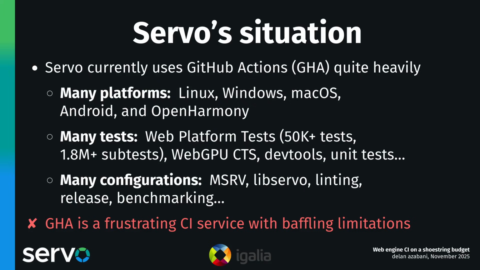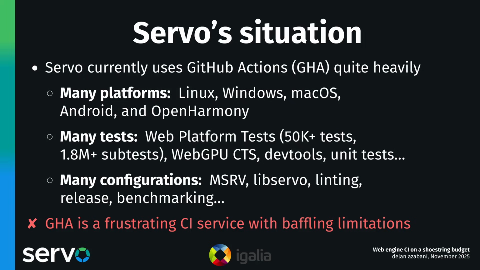We also have several smaller test suites as well, like the web GPU tests and the DevTools tests and so on. We have to build Servo in many different configurations for special needs. So we might build Servo with the oldest version of Rust that we still support, just to make sure that still works. We might build Servo as a library in the same way that it would be consumed by embedders. We have to lint the code base. We have to build with optimizations for nightly and monthly releases. We have to build with other optimizations for benchmarking work, and so on.